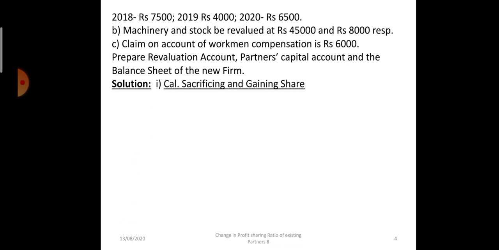Solution. The first step, always do this only: always calculate the sacrificing and gaining ratio. Calculate gaining and sacrificing share. The formula for that: old share minus new share. Old share was 5/8 minus 3/8 is 2/8. X is sacrificing 2/8 of his share, that is 2/8 or 1/4 of the share.